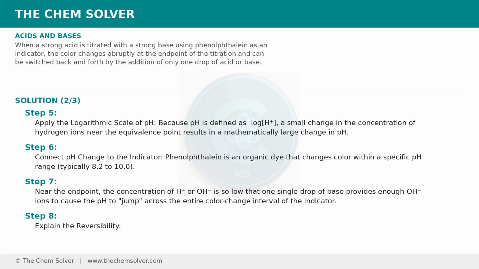Apply the logarithmic scale of pH. Because pH is defined as negative log of H⁺ concentration, a small change in the concentration of hydrogen ions near the equivalence point results in a mathematically large change in pH.